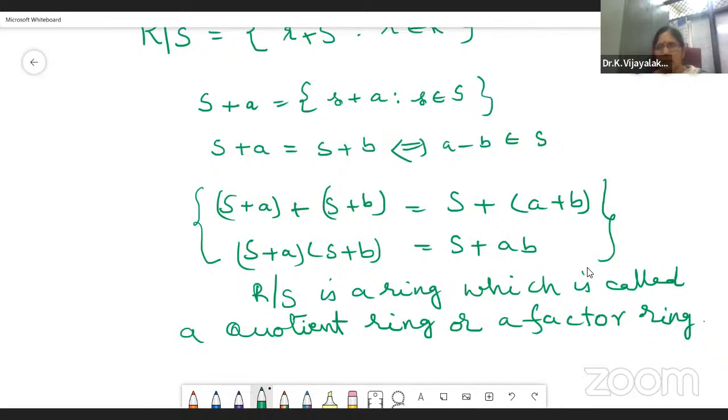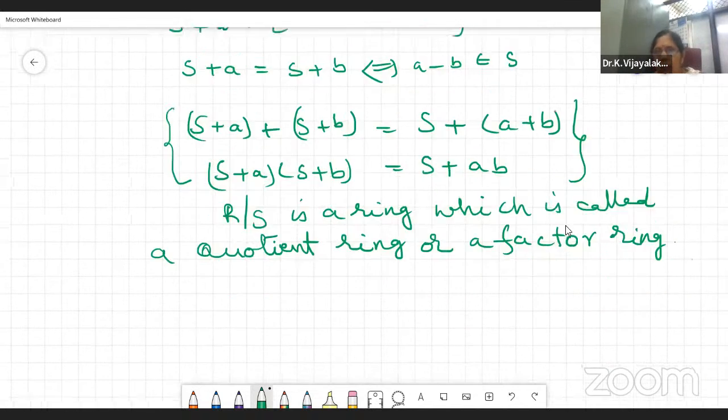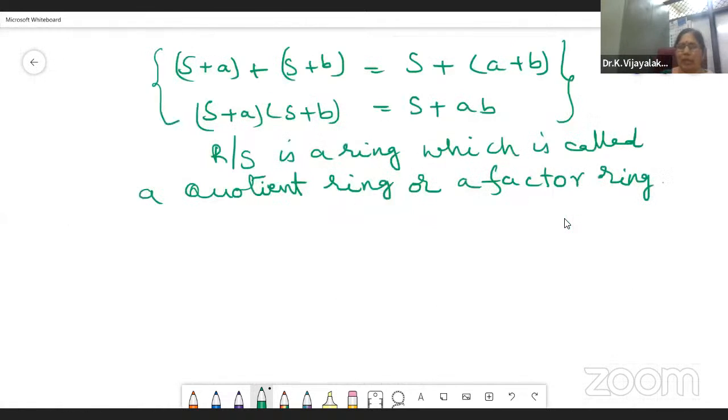Okay. Now see here, after this, I'm going to define two types of ideals, namely maximal ideal and prime ideal.